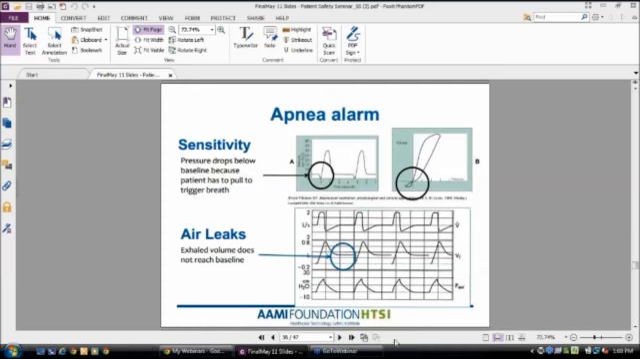The next one down, air leaks. It can show you the exhaled volume does not reach the baseline, which means where's that air going? The circuit's not sensing that it's getting all of the exhaled volume that the patient should be giving out, which tells you that the air is going around the circuit and the vent is consuming that volume because of a leak. So that's a good picture to look at to know when your patient has a leak going on that could be causing an apnea alarm.